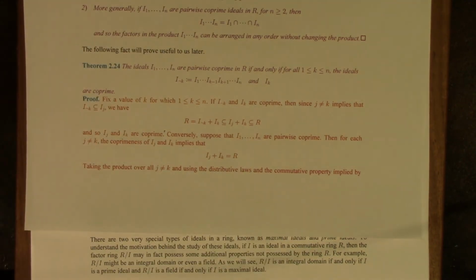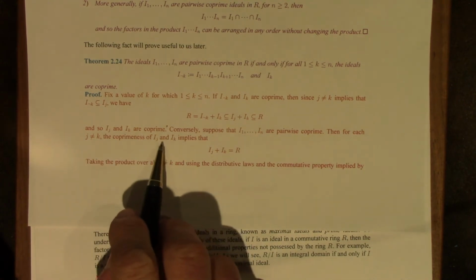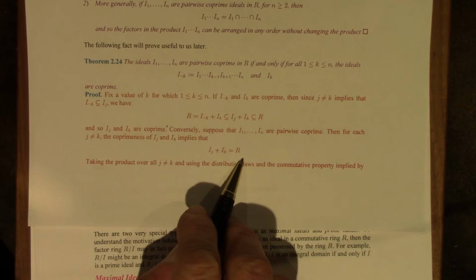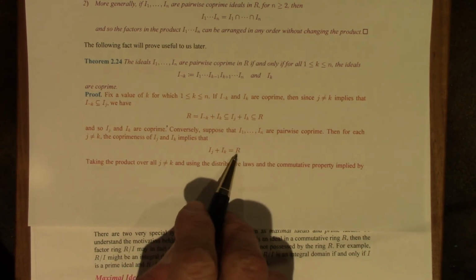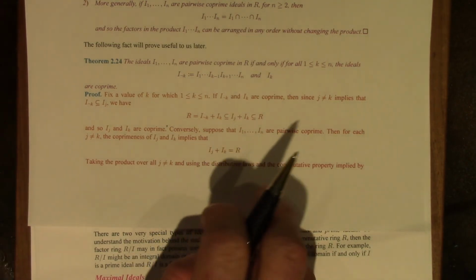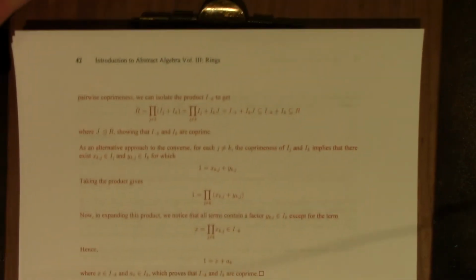Conversely, suppose that I1 through In are pairwise coprime. Then for each j different from k, the coprimeness of Ij and Ik gives us this: their sum is equal to the ring. Now we can take the product of these equations and use the distributive law.